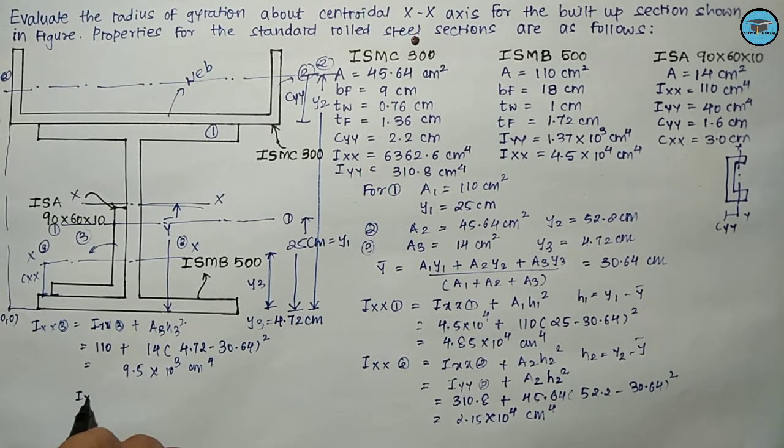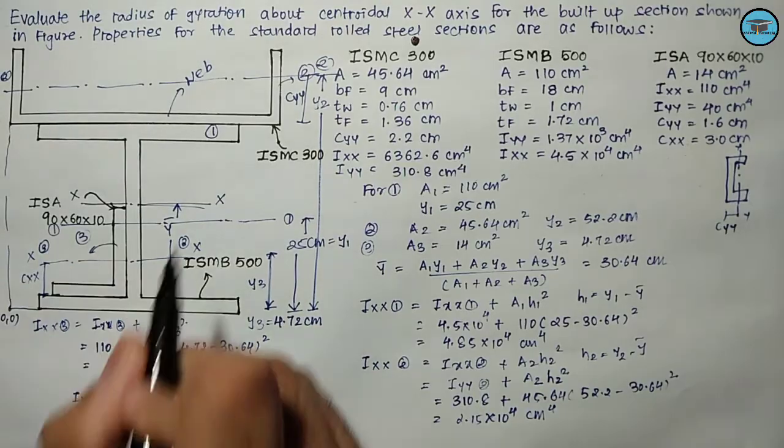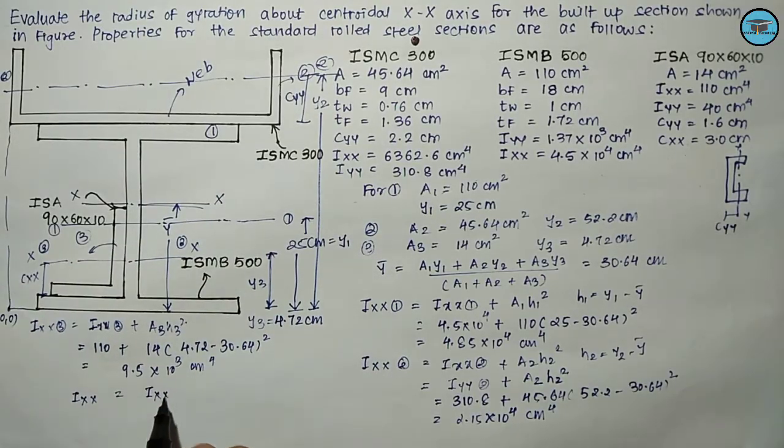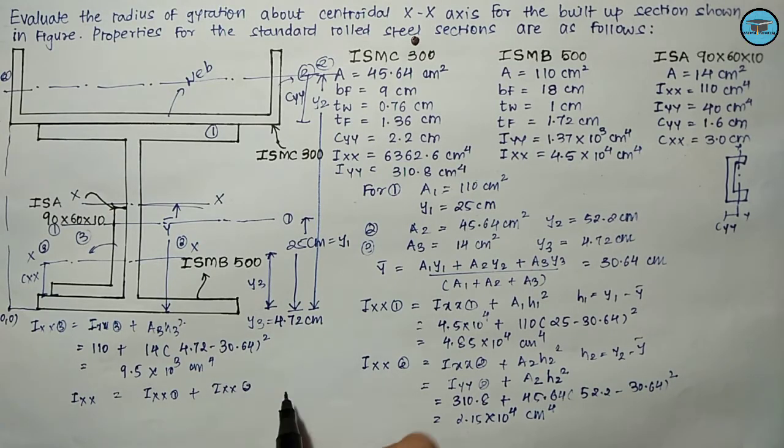The total moment of inertia about the x-axis can be given as Ixx1 plus Ixx2 plus Ixx3. We know all the values, so placing those values we will be getting the value of Ixx as somewhat 7.95 into 10 raised to 4 centimeter raised to 4.